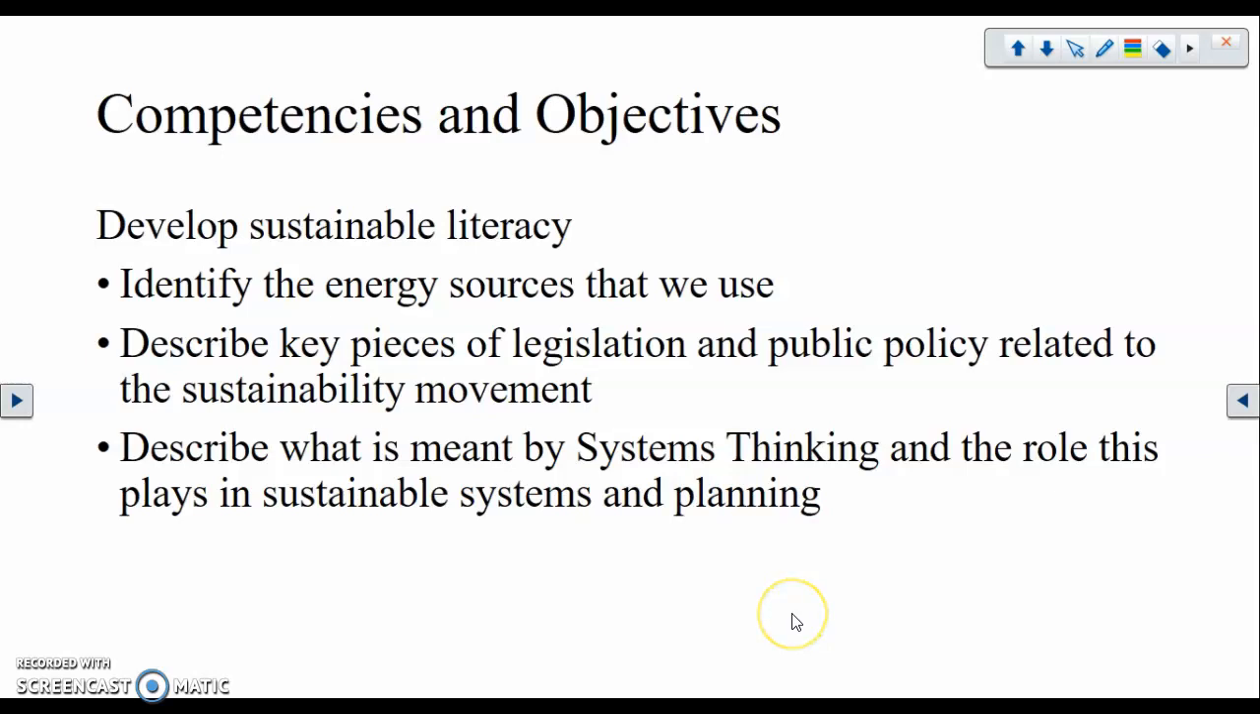So in this lecture video, I will be finishing the competency developing sustainable literacy, and I will be particularly focusing on these three learning objectives: the energy sources, key pieces of legislation related to sustainability, and a very brief overview of systems thinking. Systems thinking is a highly complex subject, so I will not talk too much in detail about that.